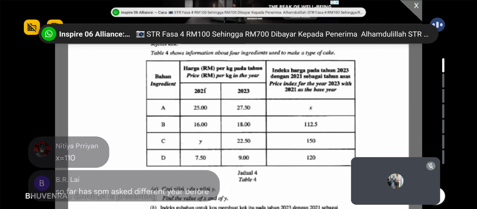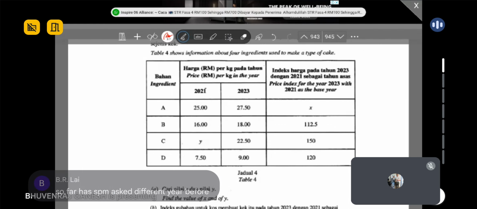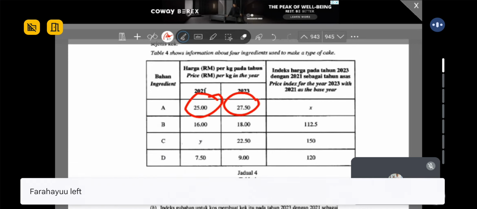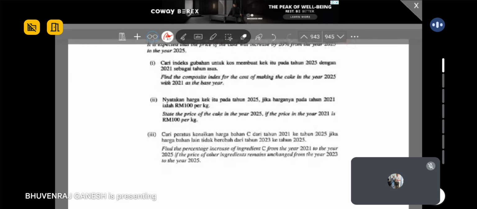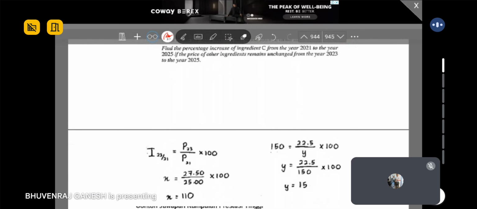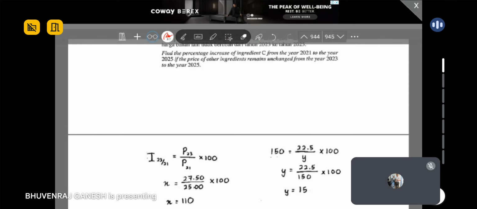Okay, so they ask you to find the value of X and Y. Okay, so X is, wow, so fast, 110. Okay, so you just take 27.5, divide 25 times 100 equal to X. Okay, Y, use your index formula, 22.5 over Y times 100. Okay, solve for your Y. So Y you will get 15. Okay, Y akan dapat 15. Okay, so this is your working for X and Y. Okay.